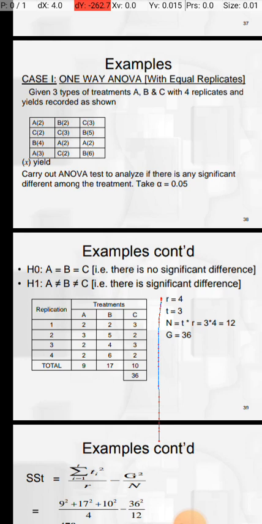Then we have the grand total. The grand total we are talking about here is everything, we find the total of everything. The total of the first column is 9. Are you getting it? So when you add 2 plus 3, 5 plus 2, 7 plus 2, then you have 9. The total of the second column is 17. The total of the third column is 10. So when you add 9 plus 17 plus 10, you have a total of 36. That's that. So that one is settled.